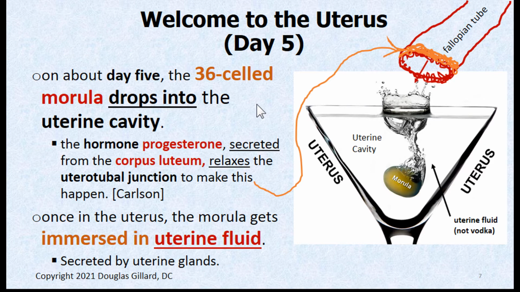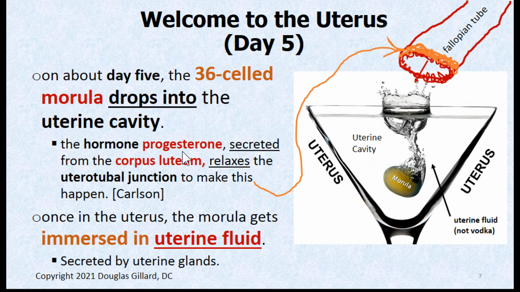By now we're about 36 cells, still called a morula. It actually drops into the uterus, kind of a martini glass if you're a martini drinker, kerplunk. And that's kind of a process, and I took most of those slides out as well, but there is a smooth muscle, kind of a sphincter around these fallopian tubes that it doesn't let things in and out real easily.